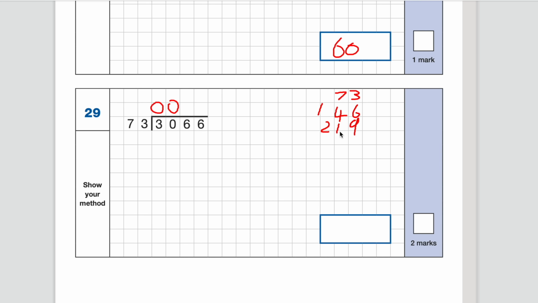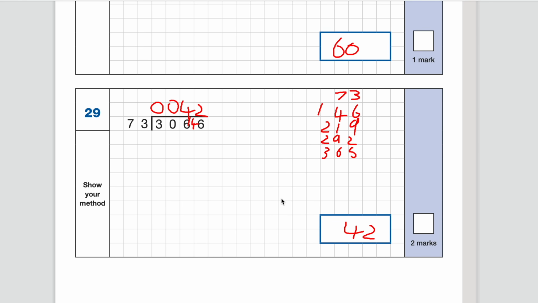146, 219, 292, 365. So now we've done that, I think we've got enough at this point. We can say, well, how many 73s fit in to 306? And you can see it's 1, 2, 3, 4. And what's the remainder? So the difference between 306 and 292 is 8 plus 6, which is 14. So we have 14 that we can squeeze into here. And thankfully, that works. We've got 146 here. How many 73s make 146? The answer is 2. So our answer is 42.